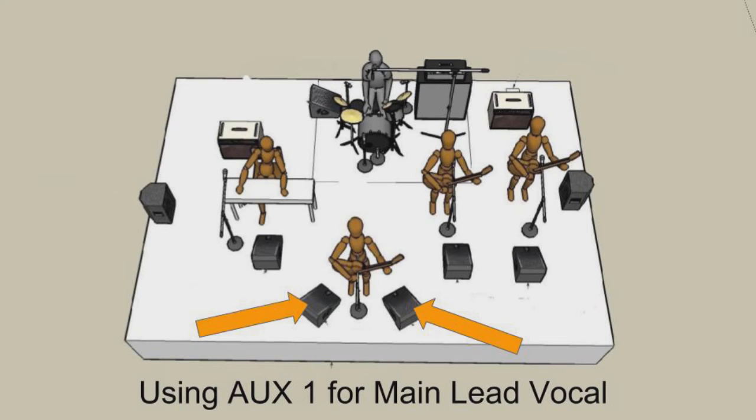We can assign auxiliary 1 for our main lead vocal. This way we can adjust different levels for the vocal to hear on their stage monitors, like having more of his vocal being heard on those speakers. I sometimes also add a little bit more kick and snare into this mix so that the vocalist can keep in time with the rest of the band during a very busy song.